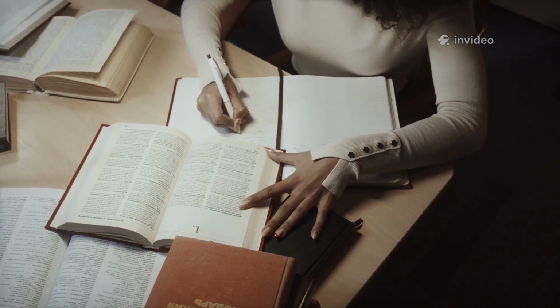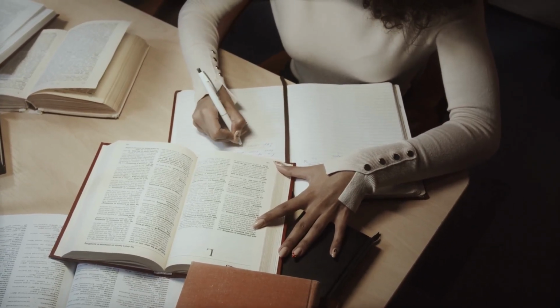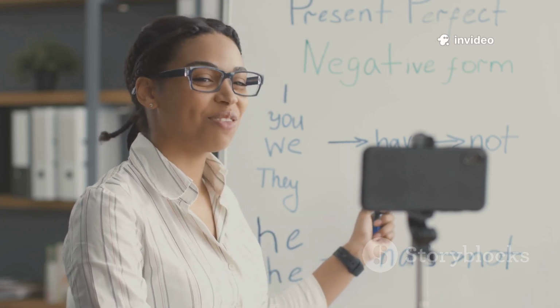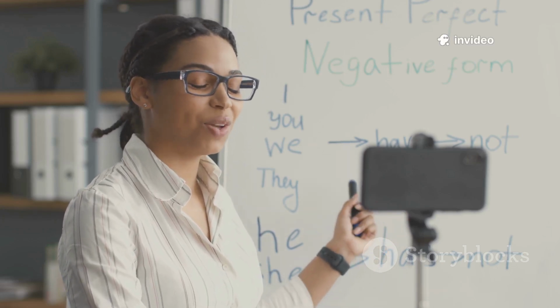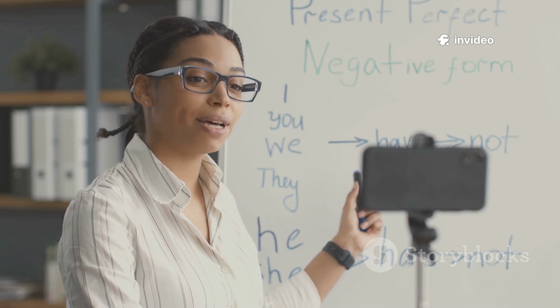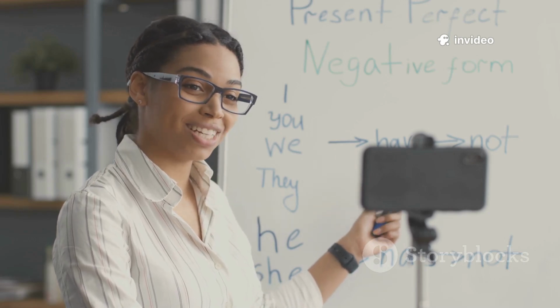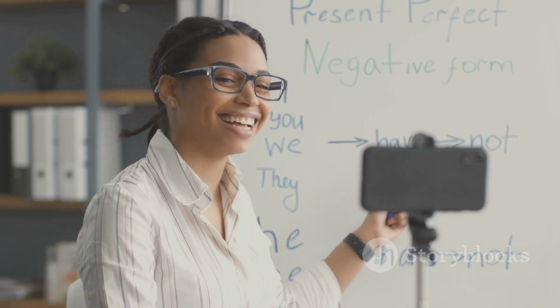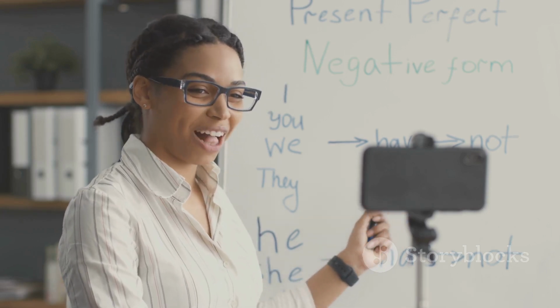Negativo, sujeto plus will not, won't, plus verbo base. To form a negative sentence with will, we simply insert not after will. The contracted form, won't, is commonly used in spoken English and in formal writing. Both will not and won't are grammatically correct, but won't adds a touch of casualness to your speech.